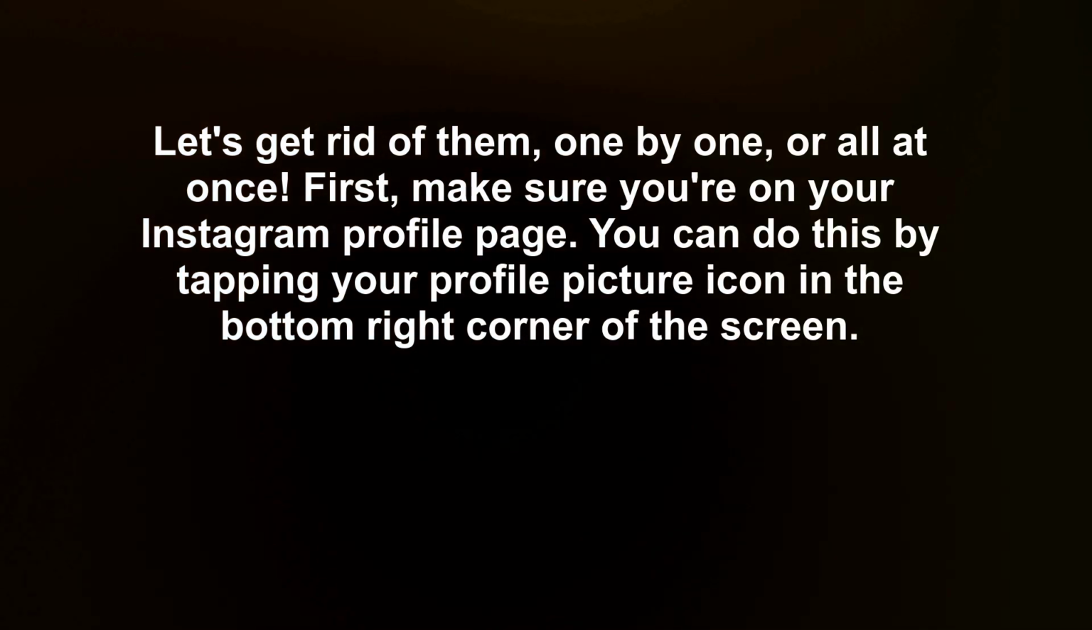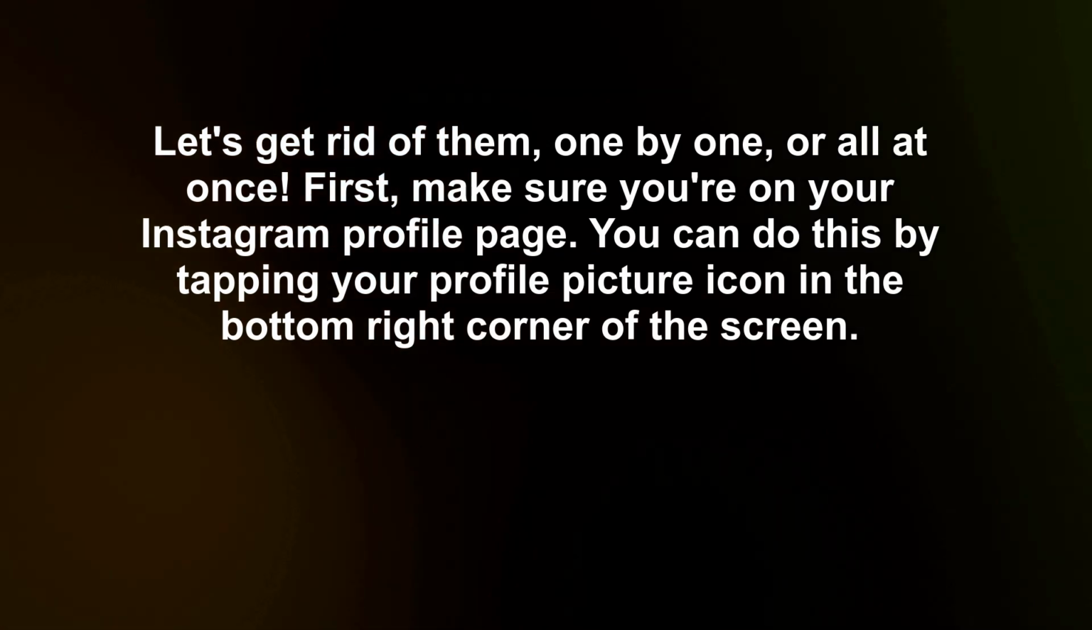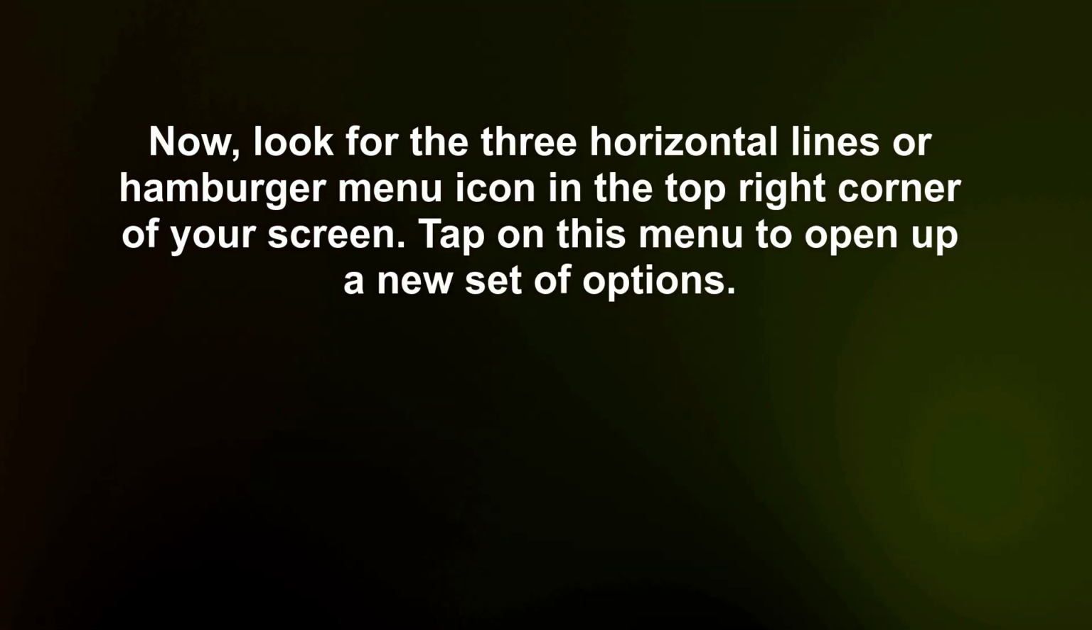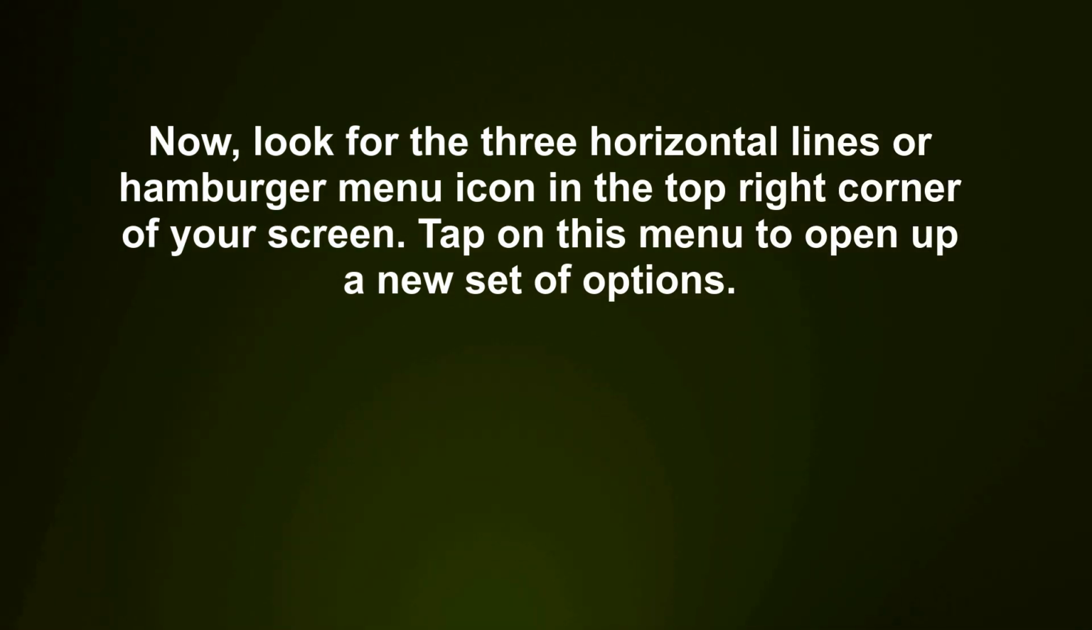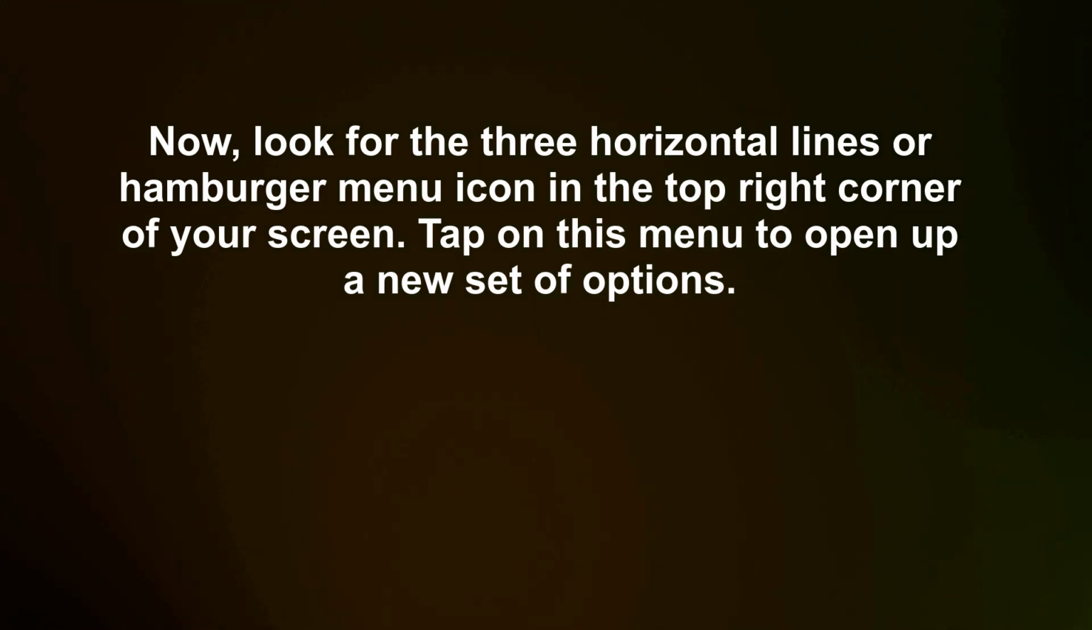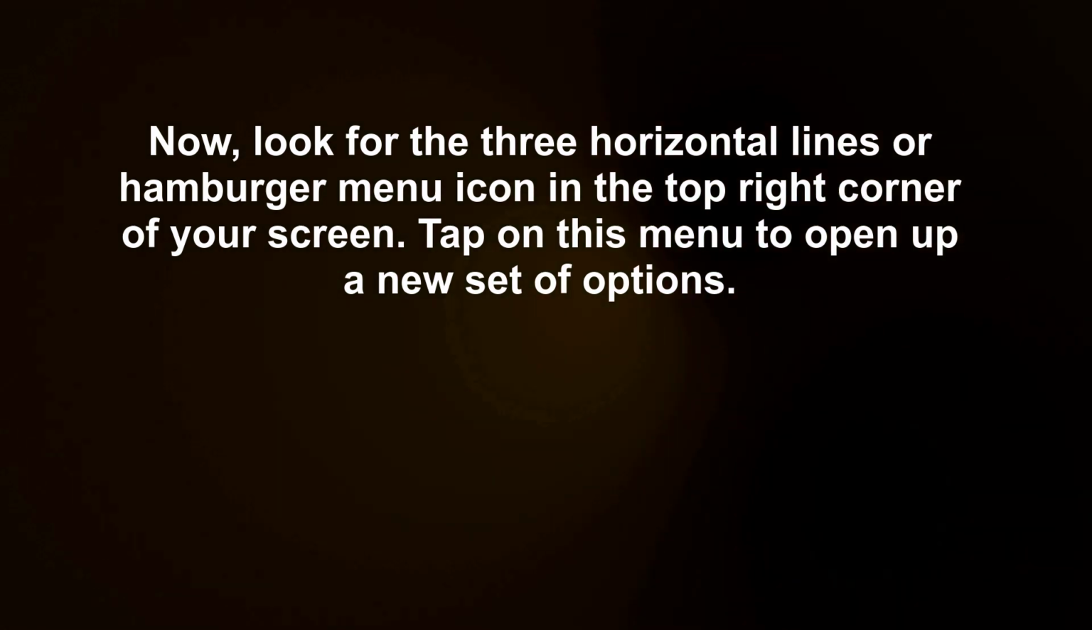You can do this by tapping your profile picture icon in the bottom right corner of the screen. Now, look for the 3 horizontal lines or hamburger menu icon in the top right corner of your screen. Tap on this menu to open up a new set of options.